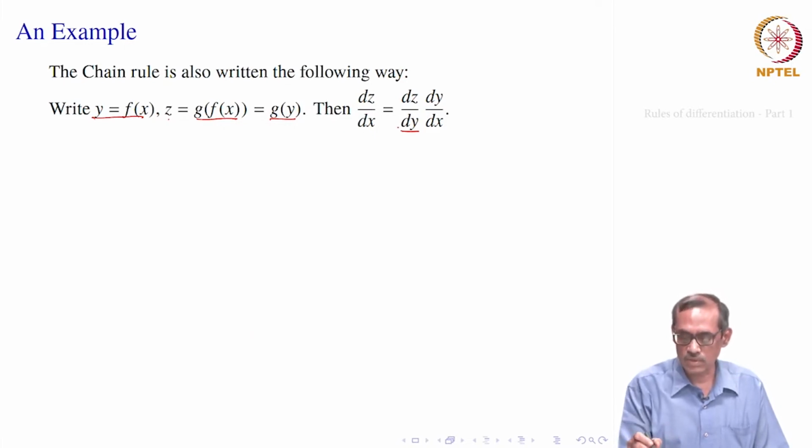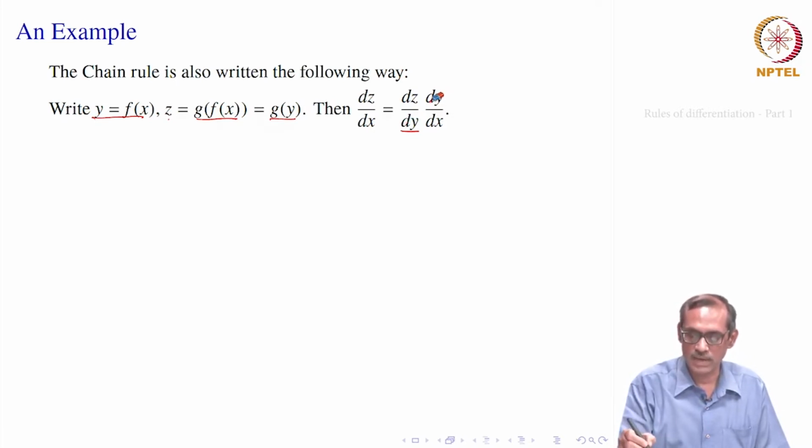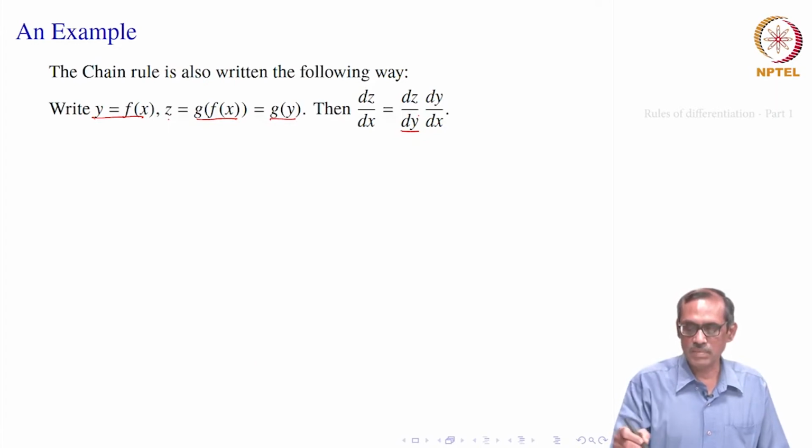So, this is easier to remember this way, as if these two are being cancelled, but they are not. Remember that they are not cancelled. There is nothing called cancellation now, because it is just a notation dz by dy. It is not the ratio of dz with dy. It is one entity, right, dz by dy. It is not a ratio of dz and dy, but it behaves in the chain rule as if they are ratios. So, that helps us remember the formula.